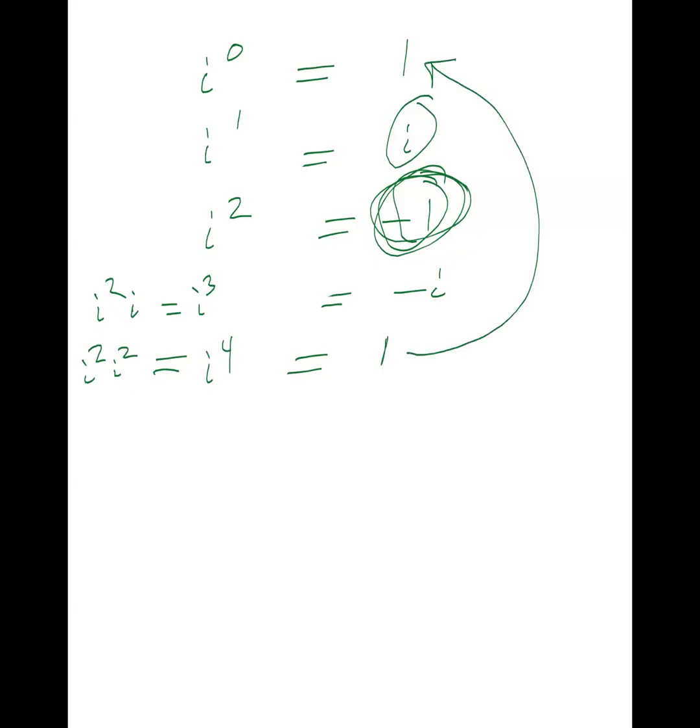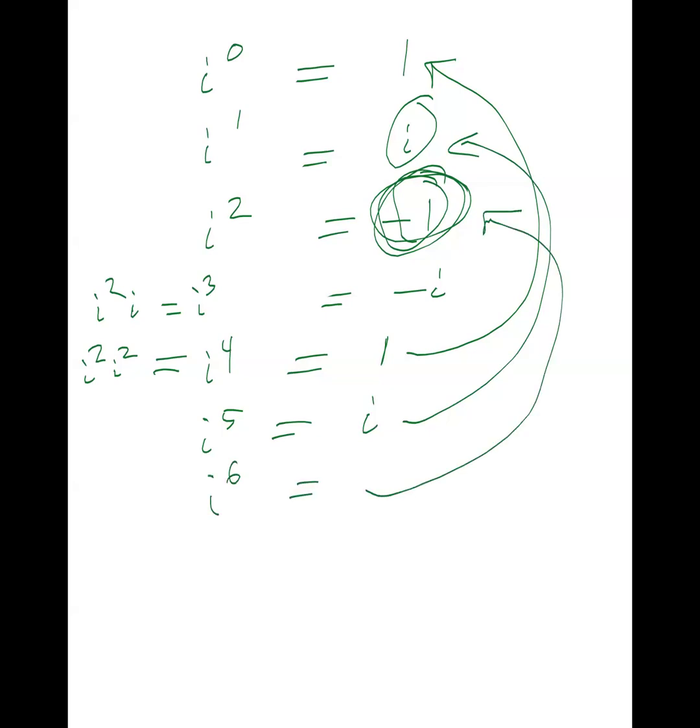And then it starts repeating because remember, i to the fourth is 1, just like i to the 0th is 1. And then i to the fifth is going to equal i, just like i is equal to i. And i to the sixth is going to equal -1, just like i to the second. So every fourth power of i is the same as the fourth power before it. So i to the sixth is the same as i to the second. i to the seventh is the same as i to the third. i to the eighth is the same as i to the fourth. It just cycles around.